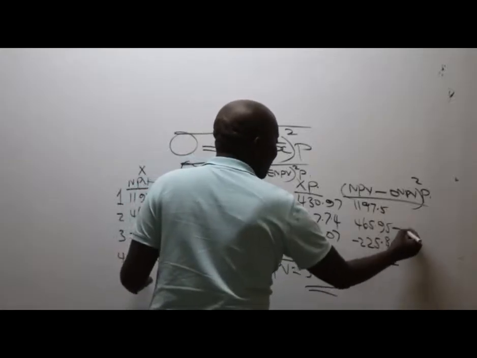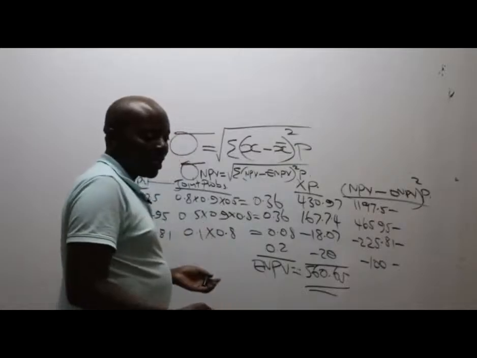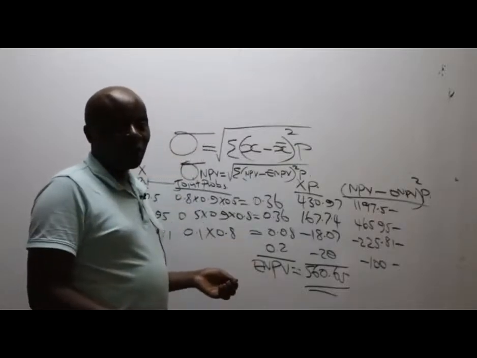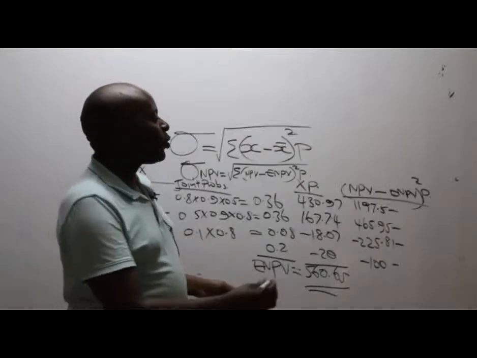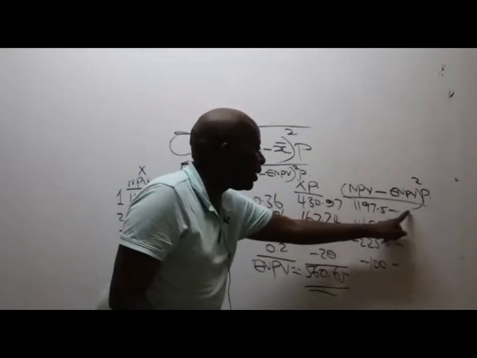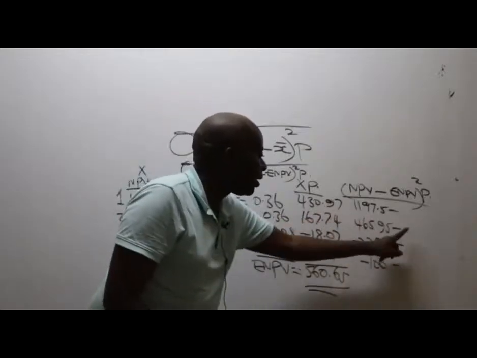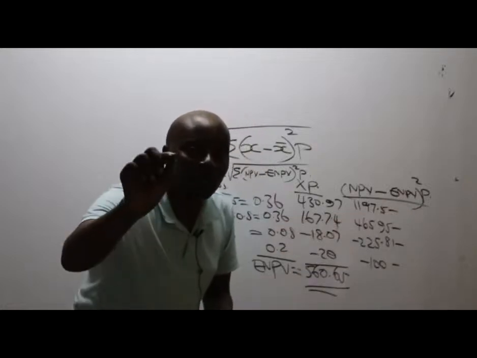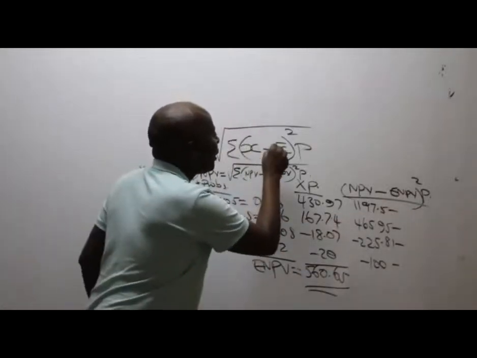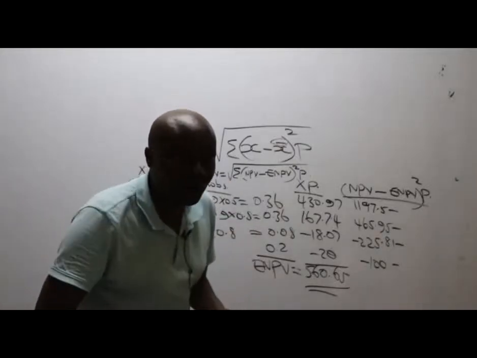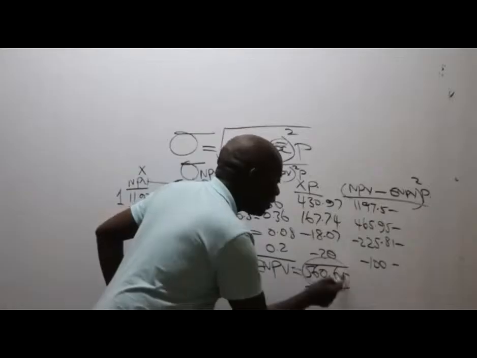Now here is where the abracadabra happens. You will find a student, when you ask for the NPV minus expected NPV, starts copying each figure and putting it here. They forget that expected net present value is supposed to be only one figure, uniform and applicable throughout. So expected net present value is this single figure here.